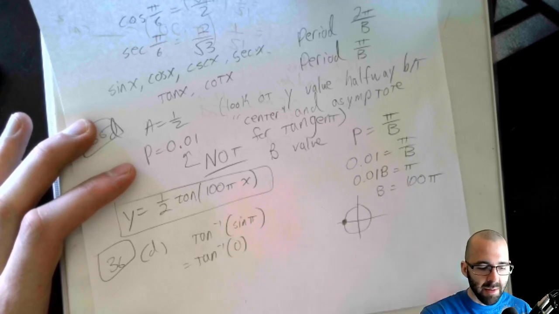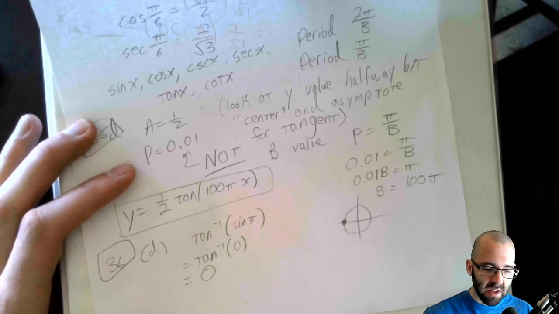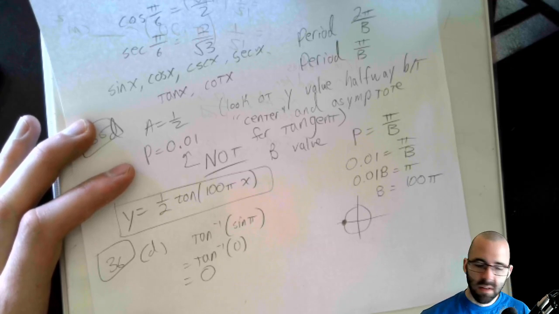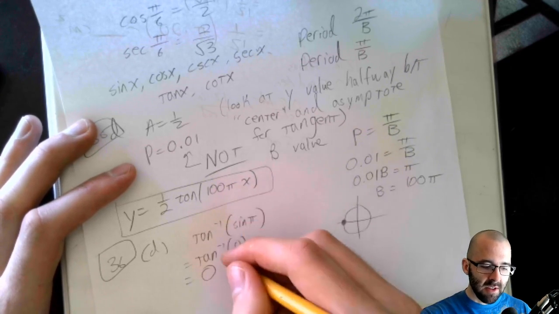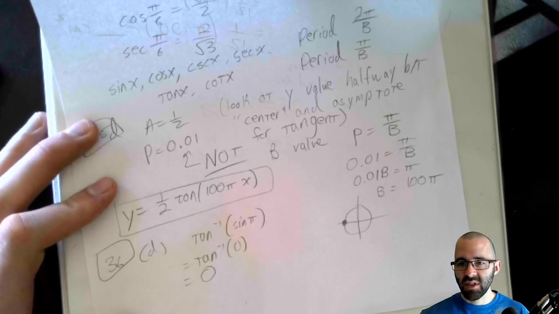And again, this you can type in on your calculator or do it by hand. Tangent of what angle equals 0? And it's going to be 0. Okay. 0 degrees, 0 radians, same thing. That's how you do something like 36 D.